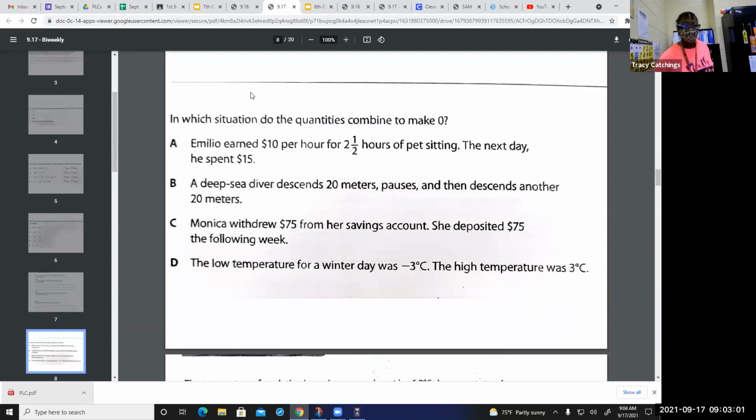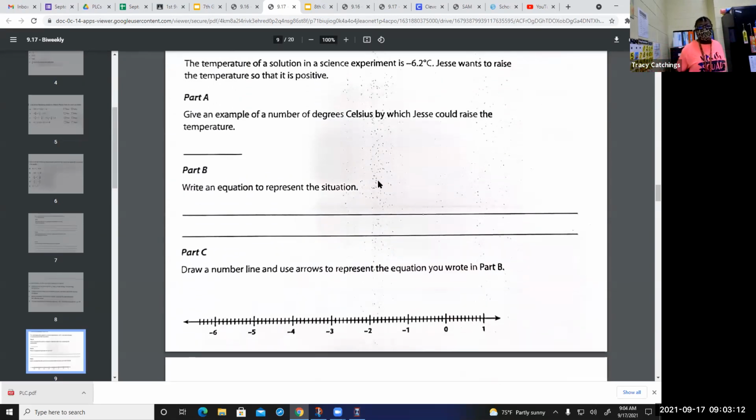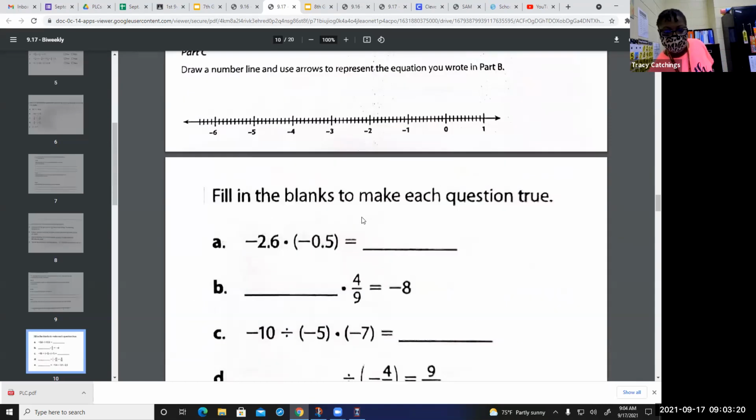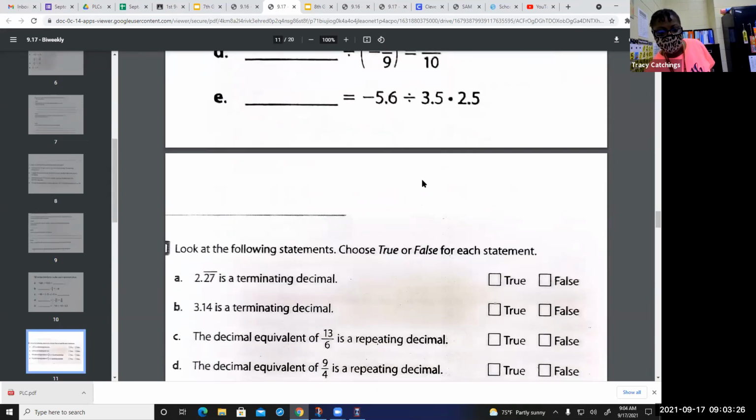The next one is a situation. Remember we said with scenarios to write those expressions, and then you can clearly see what added up to 0 or not. Number 9, add and subtract with rational numbers because they got a decimal. And then, of course, they want you to model it on the number line. Next, we got to fill in the blank. Still the same, add and subtract, multiply and divide with integers.